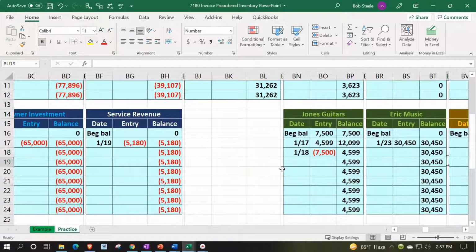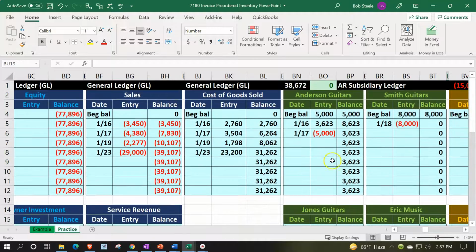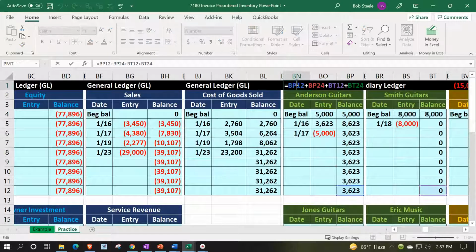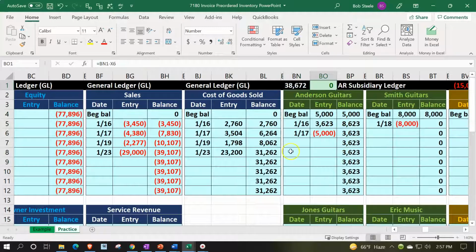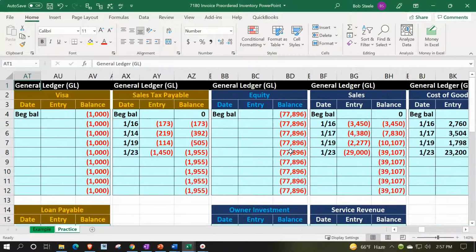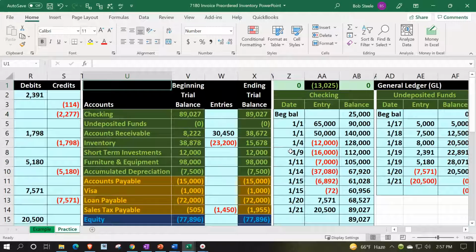Enter. So there we now Eric Music owes us money, and up top we're back in the balance. Back in the balance again. 38,672 for all of the customers. That 38,672 matching what is on the trusty trial balance and the GL.